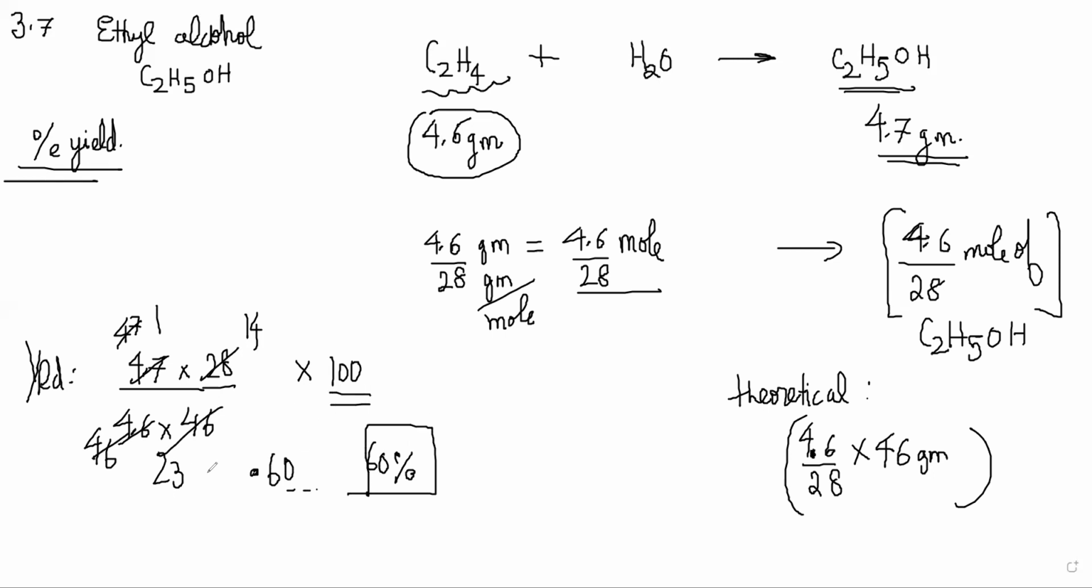You understand? Basically, you can calculate this out. The theoretical amount is more than 4.7. And 4.7 divided by the theoretical amount into 100 is almost 60%. So that is the yield of this particular reaction. Are you understanding? So solve the next one, problem 3.8.